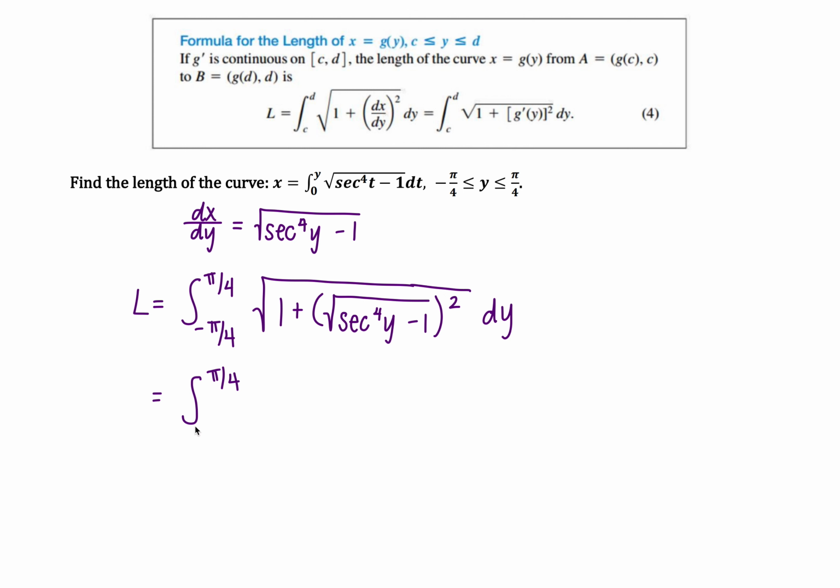And I'll go ahead and write that out. Now the positive one and the negative one are also going to cancel each other out. So we're really just left with the square root of secant to the 4th power. Taking the square root of secant to the 4th power, we're simply left with secant squared y inside the integral.